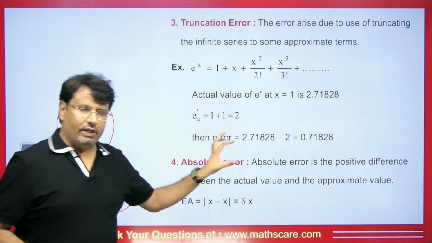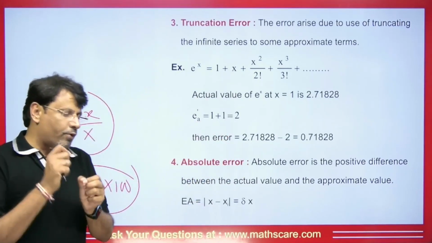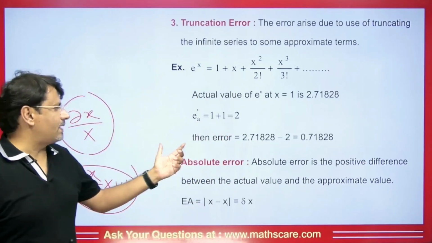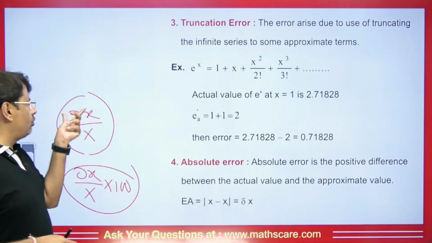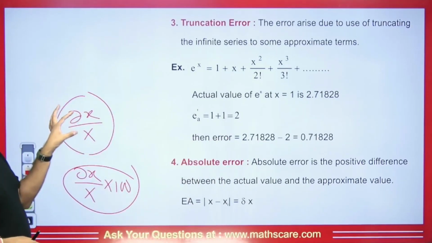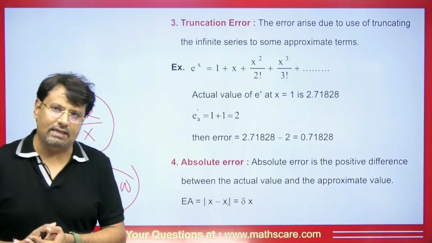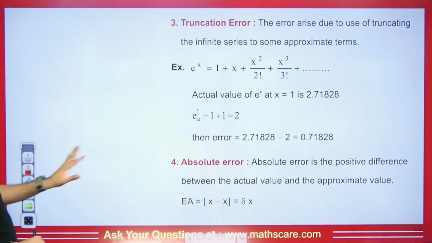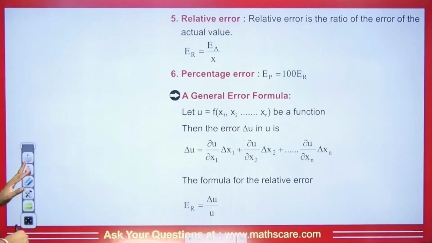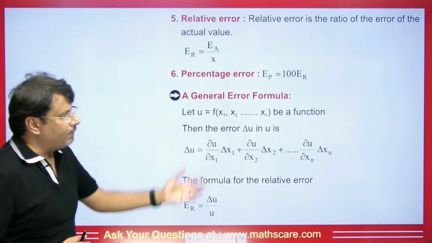So students, we have absolute error. It is the positive difference between the exact value and the approximate value. The ratio of absolute error and the exact value is known as relative error. And if we multiply it by 100, then it becomes percentage error. So you need to understand it. I have tried to explain it to you. I've also explained the percentage error here, right?